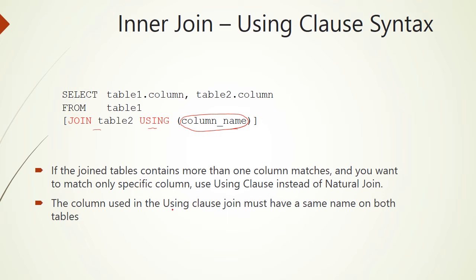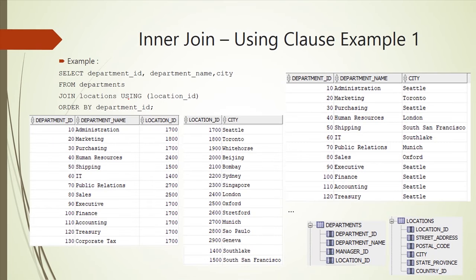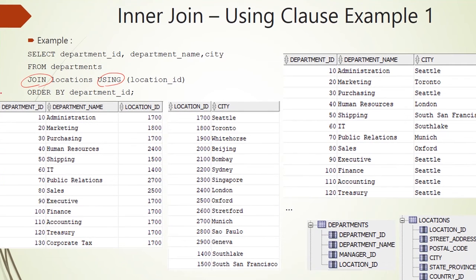The column used in the using clause join must have the same name on both tables. In this example, we're rewriting the same example from the previous lesson, but using clause syntax in this case. So here we have two tables, departments table and locations table. We want to retain the department ID and the department name, which exist in table 1, departments table, and we want to retain the city, which exists in locations table.